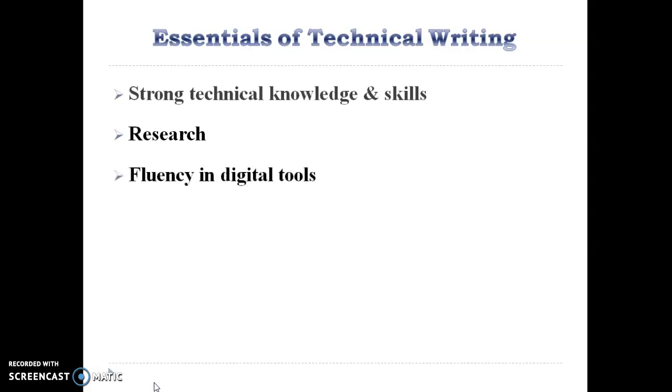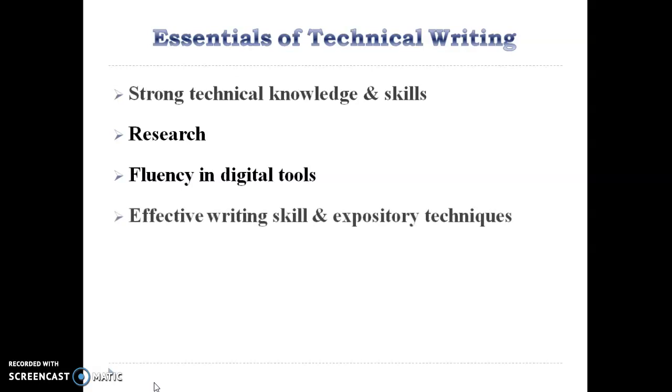Next, a technical writer needs to be fluent in digital tools. Preparation of technical documents requires a lot of designing and formatting strategies, maybe in terms of graphs, charts, etc. So a technical writer needs to be good at using digital tools that generally go into the preparation of any document. And the last one is that a technical writer should have effective writing skills and expository techniques. So these are some essentials of a good technical writer.